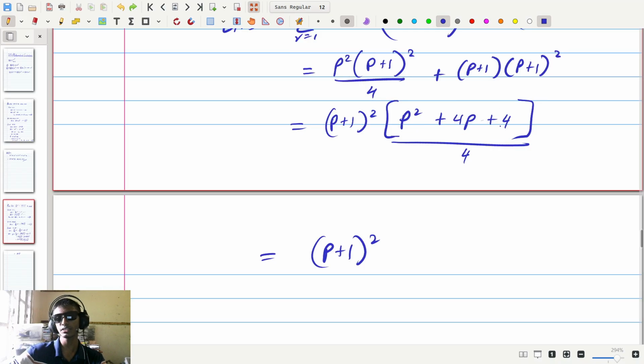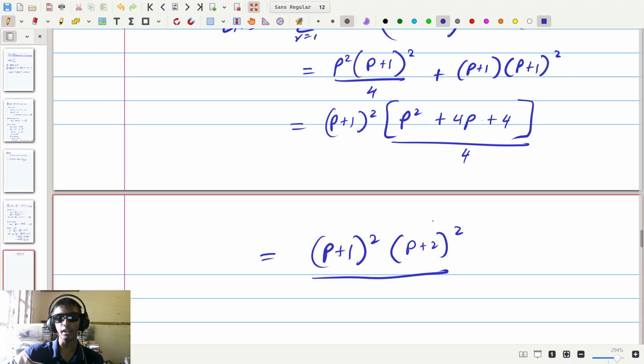If you don't know that, just try to do (p+2)² and you will see it eventually ends up with p² + 4p + 4. So therefore, this expression here is equal to (p+2) whole thing squared. So I'm going to write that down as (p+2) whole thing squared, divide by 4, and I'm actually going to quickly write that 4 is equal to 2².